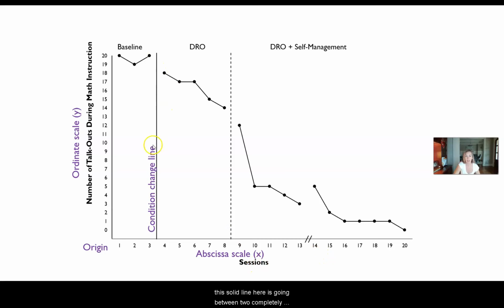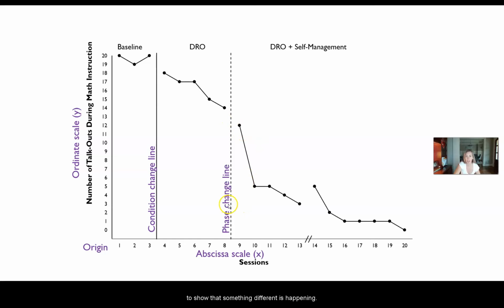Now this solid line here is going between two completely different conditions. Baseline condition is the data collected that are treatment as usual, no intervention. And then we have a DRO, or differential reinforcement of other behaviors procedure here. So we put a condition change line to show that something different happened in this condition.